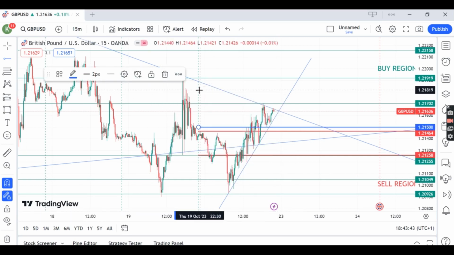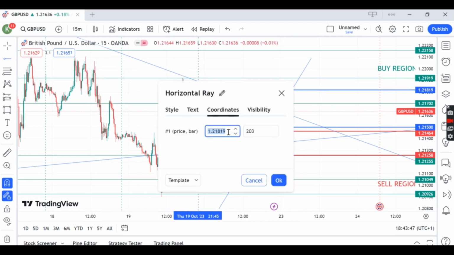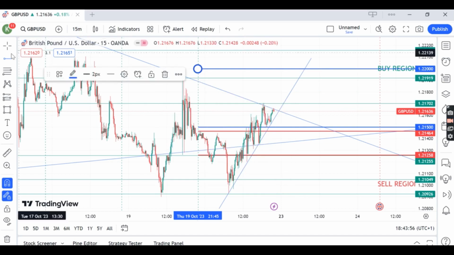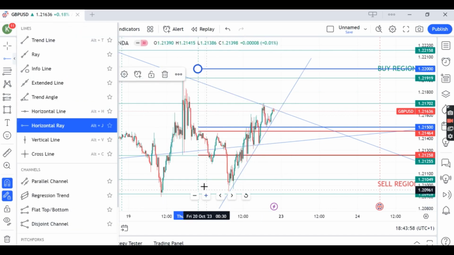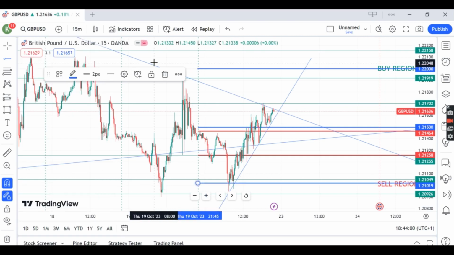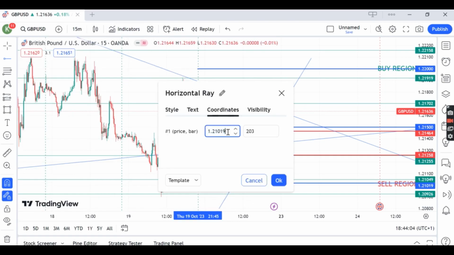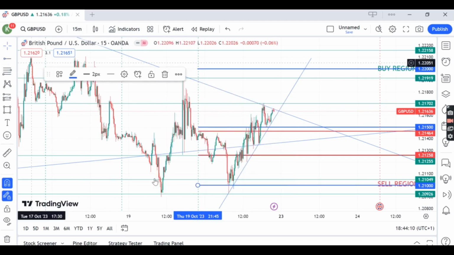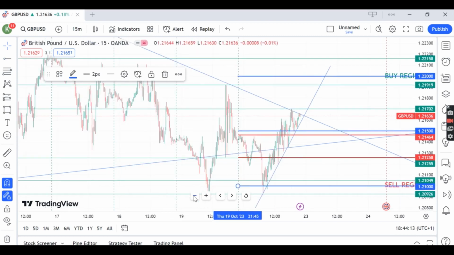So how do you get the next one? Just drop the line. The next one upward, you are going to add 50 pips. Downward, you're going to reduce it. So when you add 50 pips upward, it's going to be 220. And then when you subtract 50 pips downward, it's going to give you 210. Okay, so those are the closest psychological levels that are close to your current price.